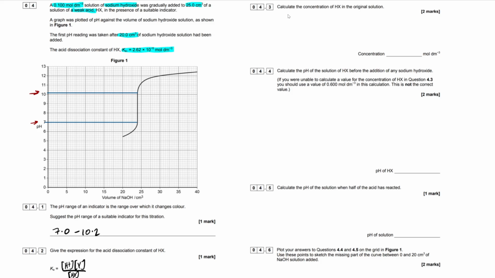Moving on, 4.3, then calculate the concentration of HX in the original solution. Okay, so this isn't too complicated, guys. You just have to think about why have they given us a titration curve, okay? They've given us an entire titration curve. There's one mark here, one mark here. We're obviously going to have to use it in some way to calculate the next question, okay? It may not be obvious straight away, but that's what we're going to have to do, okay?